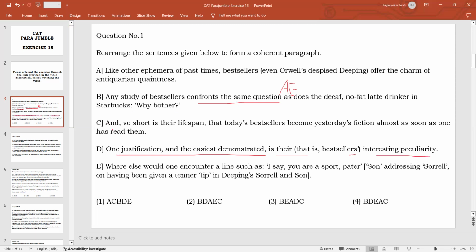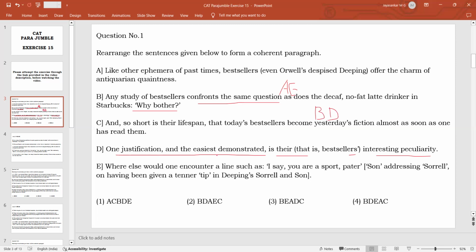So you can say that B is a sentence that has to be followed by D. Why? B talks about why we read bestsellers. So just like why do we go to Starbucks and drink a decaffeinated, no-fat latte coffee? What is the point? Just like that, what is the point in studying or reading bestsellers? So this is the question that is posed in statement B, and the answer is given here.